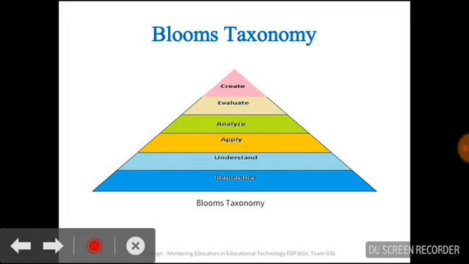The lowest level learning objectives are remembering and understanding. At the intermediate levels, we have the applying and analyzing skills. The highest level learning objectives are evaluation and creation.